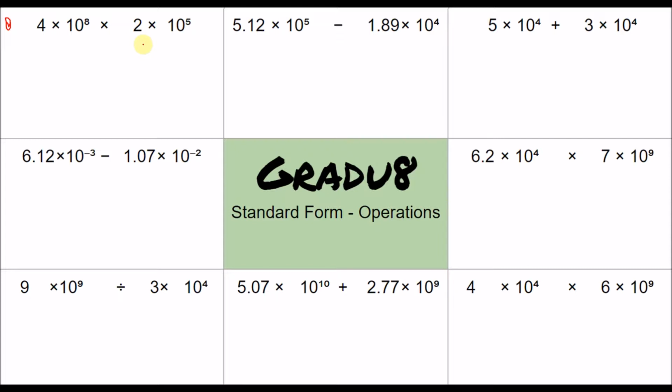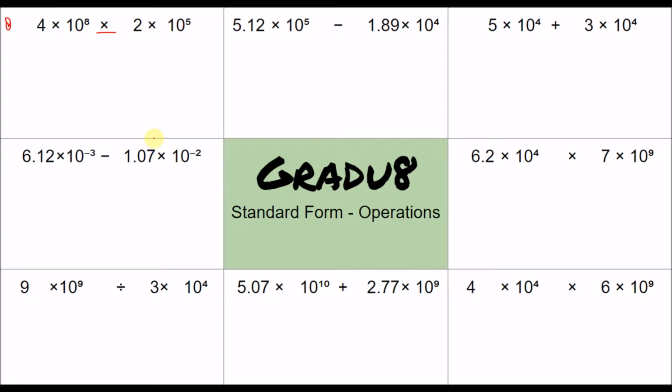If you want a slightly longer way, what I would recommend you do is turn each of these into ordinary numbers. If you're not sure how to do that, go back and have a look at our video on that, and then use the operation sign as you would normally. You can then convert your answer back to standard form as and when you need to.